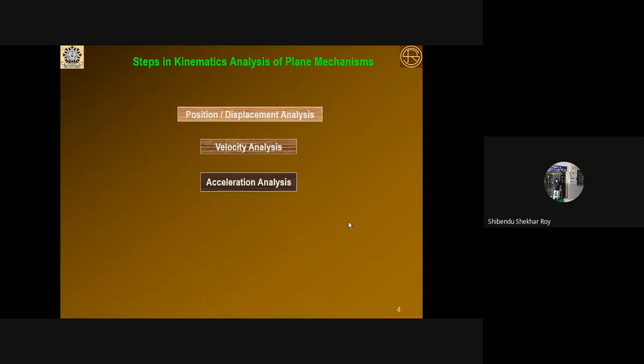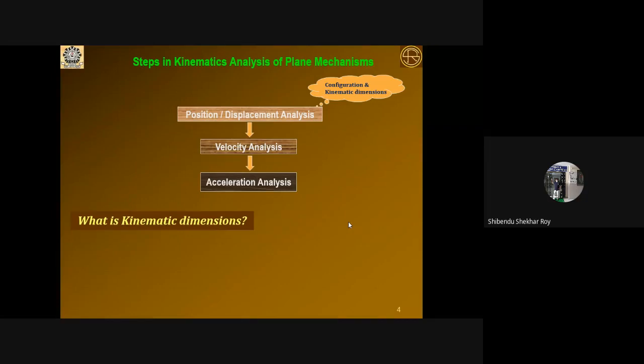Now, the steps involved in the kinematic analysis of a plane mechanism, or spatial, whatever may be the case: first, once the configuration of the mechanism and kinematic parameters or kinematic dimensions are known to you, then you have to draw the space diagram and carry out the position analysis, and thereby the displacement analysis. Once you get the displacement equation, the time derivative of that will be the velocity equation, and that way you can carry out the velocity analysis. Again, the time derivative of the velocity will be your acceleration, and that way you can carry out the acceleration analysis. And I've also explained what the kinematic dimension is.